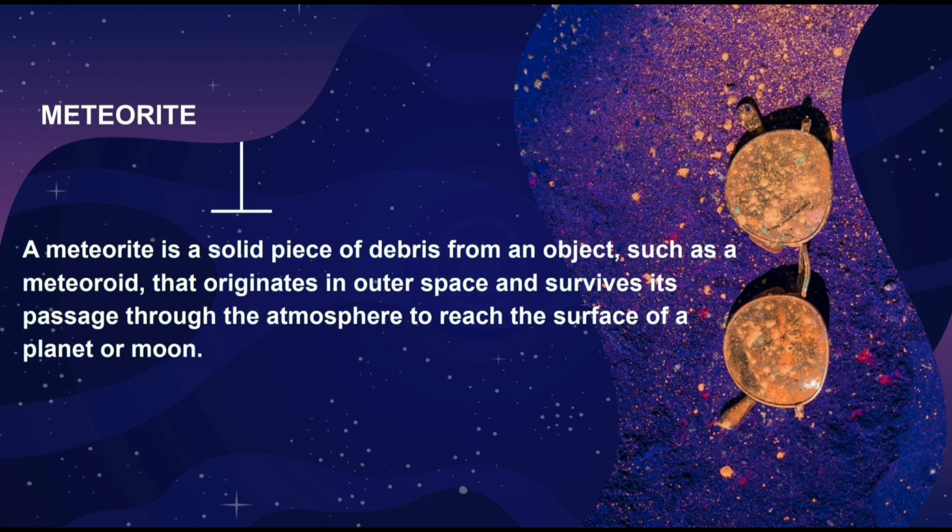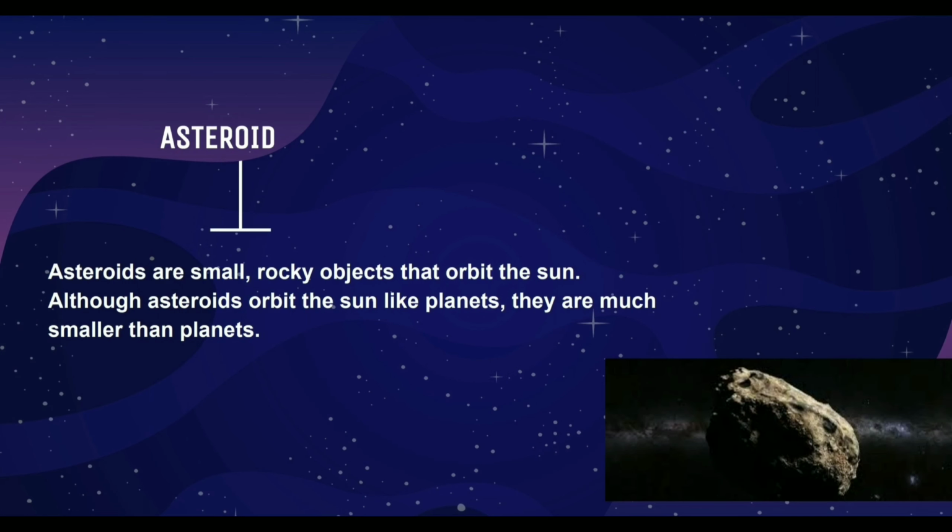So let's go through the stages again. We have a meteoroid, floating in outer space, then it decides to enter the Earth's atmosphere, and it's now a meteor. And then if it survives its destination, yippee, reaches the surface of a planet or a moon, it is now classified as a meteorite.